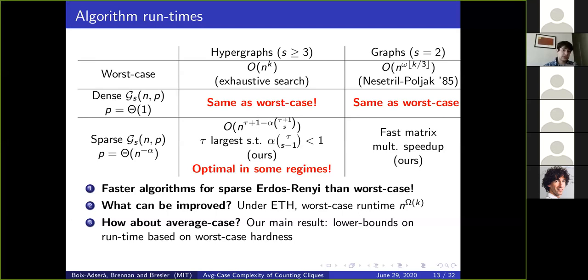Okay, I'm going to show you some diagrams that maybe make this a bit easier to visualize. But the takeaway is: dense Erdos-Renyi hypergraphs have the same complexity as the worst case. For sparse Erdos-Renyi hypergraphs, there are faster algorithms than for the worst case, and we can prove that they're optimal in some regimes, assuming that the worst case algorithms are optimal. The worst case algorithms that we know.